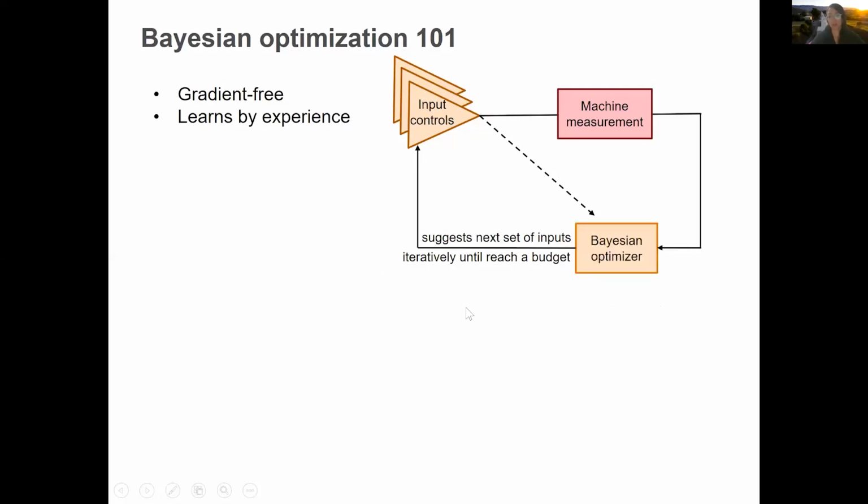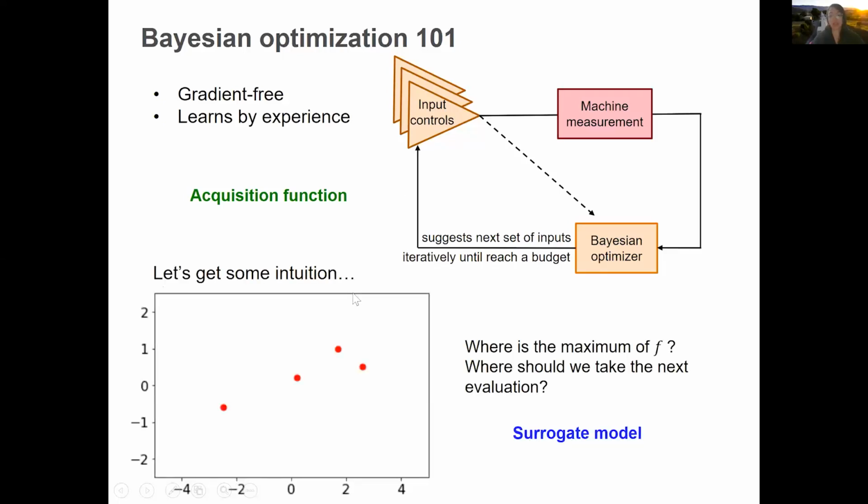Now, the Bayesian optimizer does exactly the same. But how does the optimizer suggest the next set of inputs? Well, it uses a utility function, or an acquisition function, to do that. But how exactly does this acquisition function decide where to choose the next point? So let's get some intuition for that.